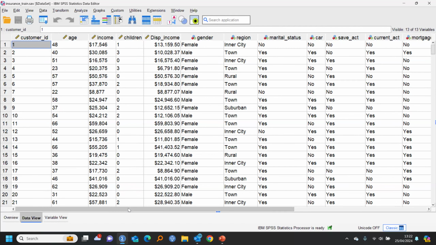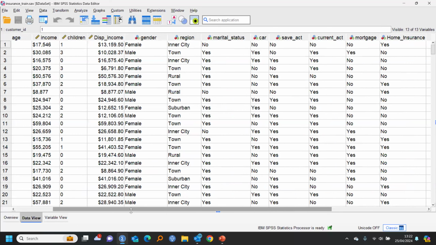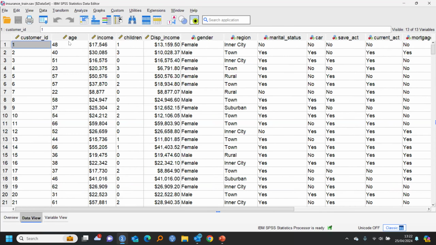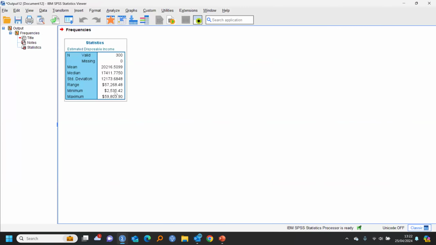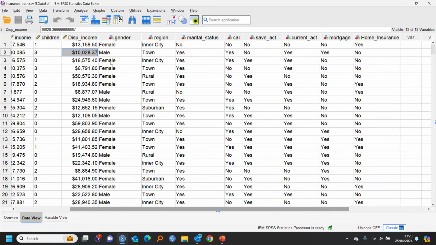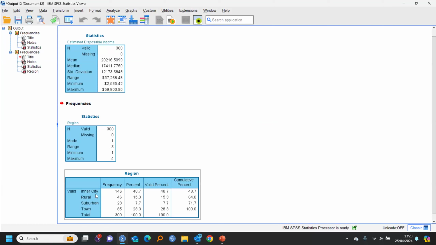And the data set is some sort of financial data set where we've got some demographic information in the form of interval variables here: age, income, number of children they have, disposable income. So look at that. Disposable income is some sort of measure of income to the number of kids that you have, a ratio of one to the next. So it ranges from, in this case, $2,500 to $59,000. And we have whether or not they're male or female, the region that they live in. What regions have we got here? We've got 4 regions: inner city, rural, suburban, and town.